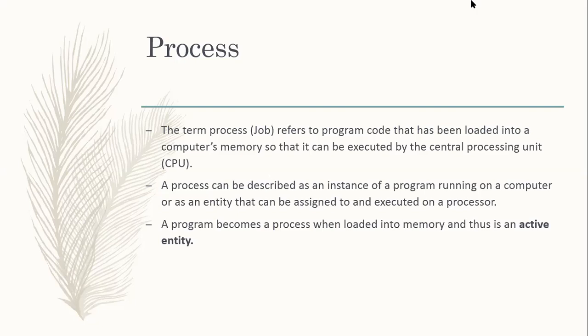So a program becomes a process when loaded into memory, and thus it is an active entity. Who is performing the task? The process is performing all the tasks. Hence, a process is an active entity and a program is a passive entity.